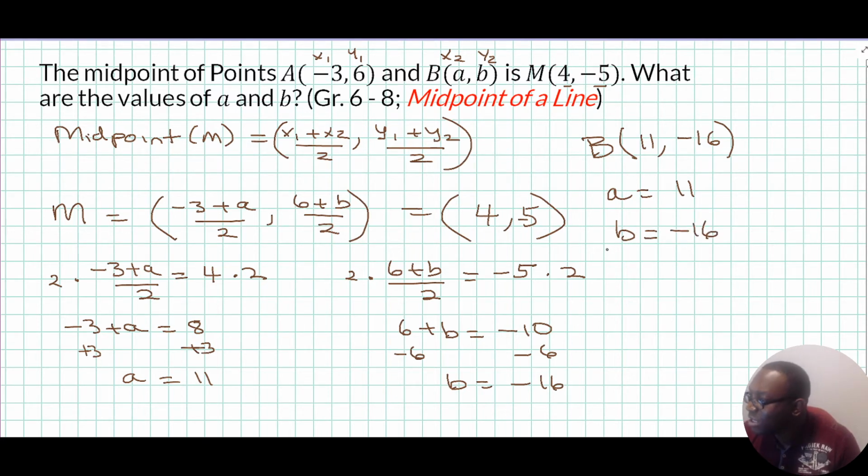The reason why I'm doing this here is because of what the question is asking. The question is asking, what are the values of a and b? It's not really asking you to tell what the point is. It's asking for the actual values of the coordinate points there. That's why we have our answer this way. Any questions on this? Do you have any questions?